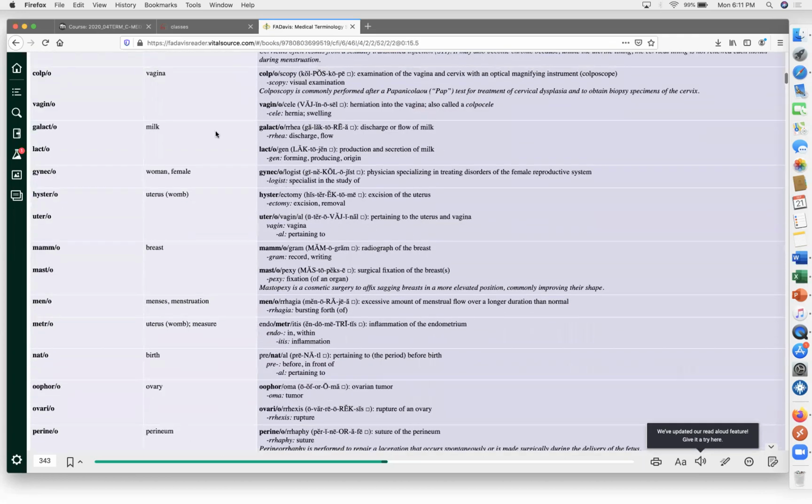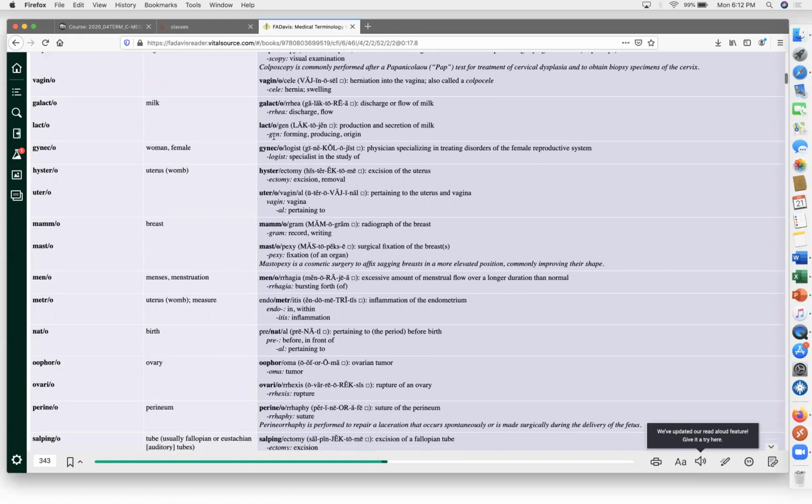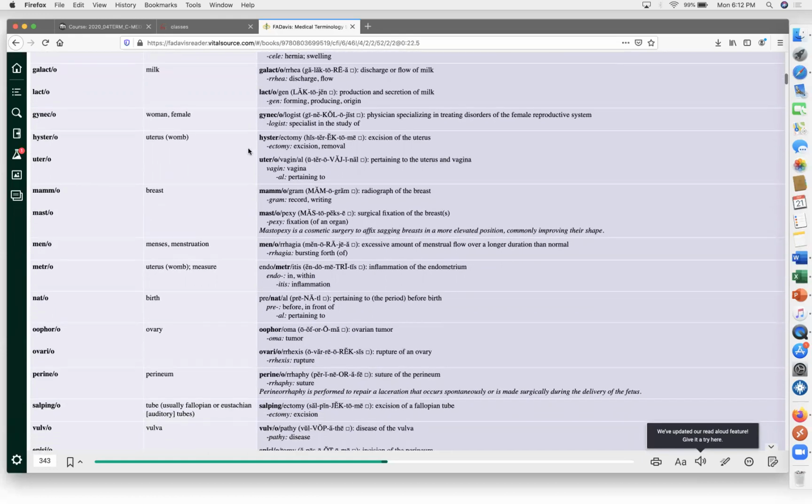Gyneco, of course. Oh, I skipped. Milk. Galactose. Ose is a sugar. So galact means milk. So galactose is milk sugar. Galactorrhea, if you have an abnormal discharge or flow of milk. Remember, we like being in the middle. Too much is never a good thing. Lactogen is something that generates or produces or originates milk. So a lactogen could be a hormone like prolactin that pushes and supports the production and secretion of milk.